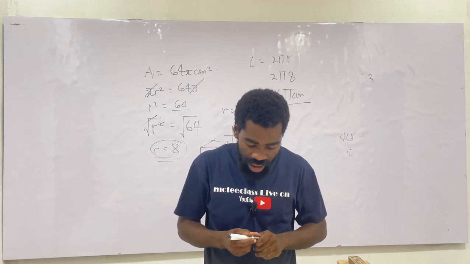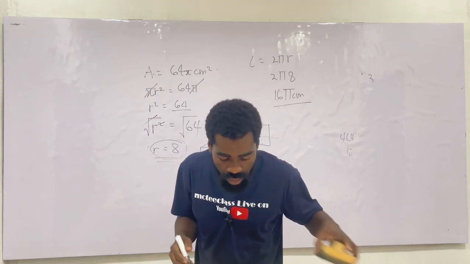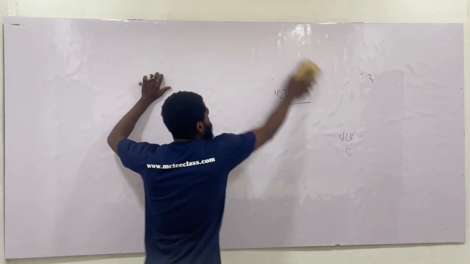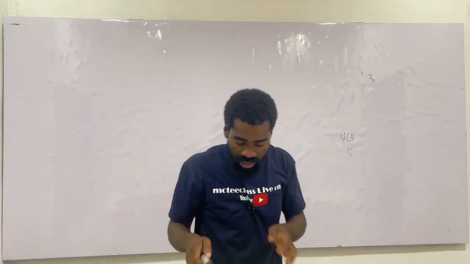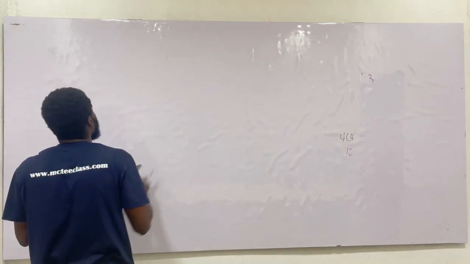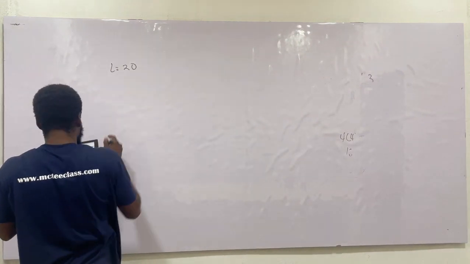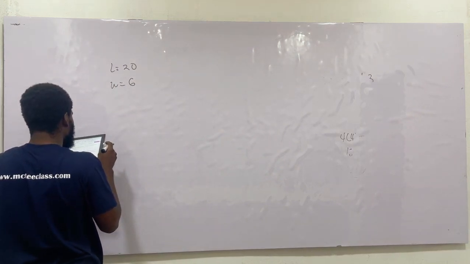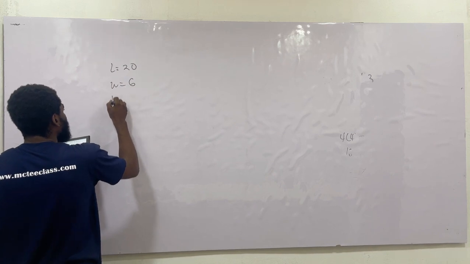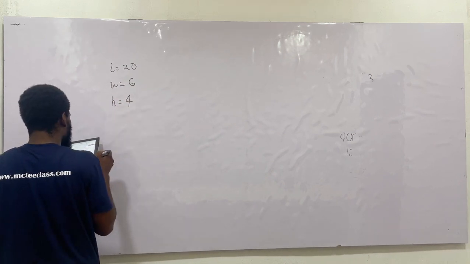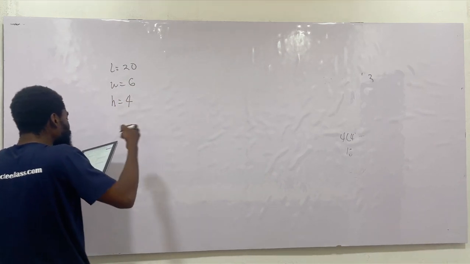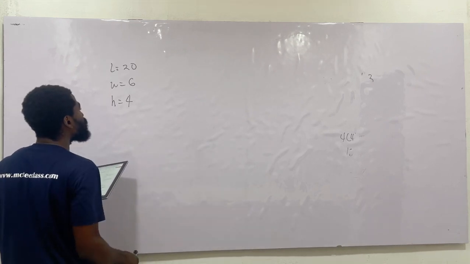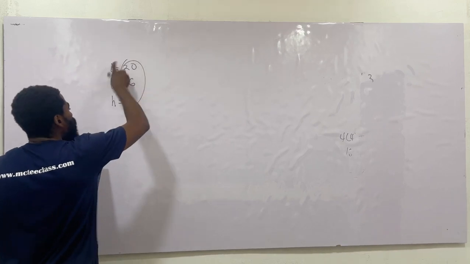Question 28 says that a rectangular box of length, so here our length equals 20, and our width was given to be 6, and the height was given to be 4. Okay, now, how many cubes of size 2 cm will fit into the box? First of all, let's find the volume of our cube.